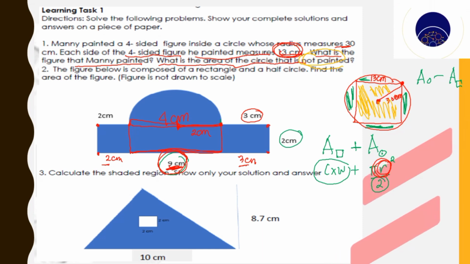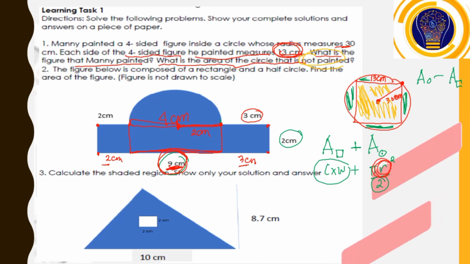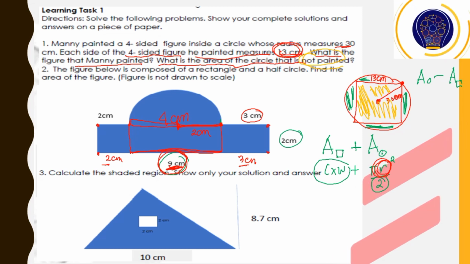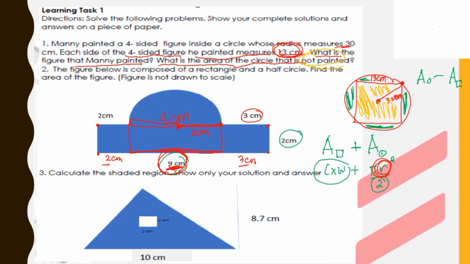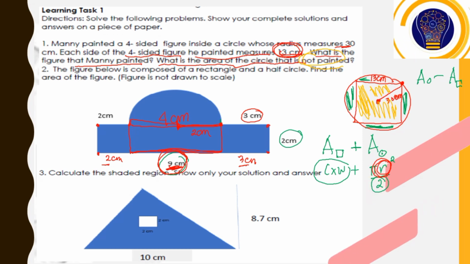Diba? Ano ba yung area ng rectangle? That is length times width. Yung area ng circle, pi r squared, divided by 2. Bakit may divided by 2? Kasi kalahati lang ng circle ang kukunin mo. So, i-add mo yung area ng rectangle, ito, sa area ng kalahati ng circle. Ngayon ang tanong, ano bang radius ng circle na ito?